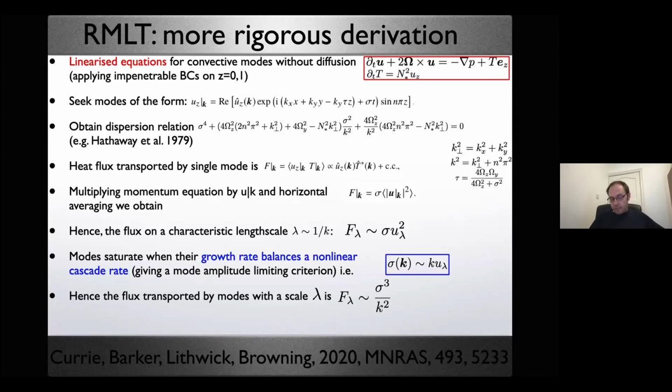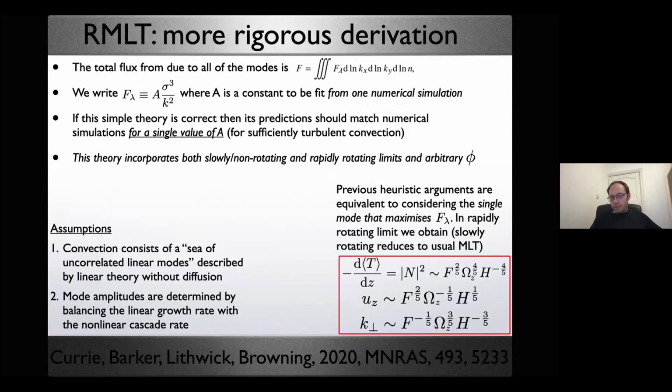And this is something which does incorporate the anisotropy when you have a tilted rotation vector, because sigma is a function of kx and ky, as well as the vertical wave number. So this gives a scaling for the heat flux of a given mode. And if we want to calculate the heat flux due to all the modes, then we need to take the weighted sum of them all and sum up over all of the modes.